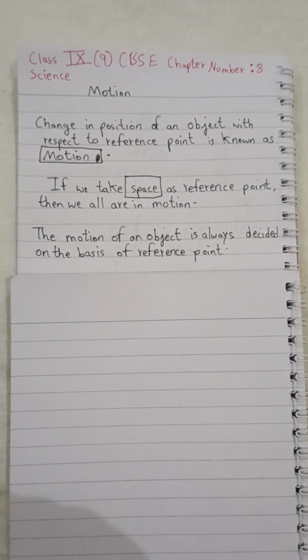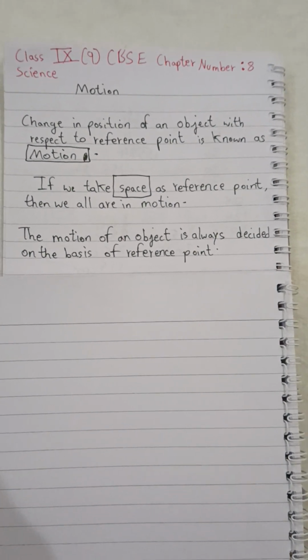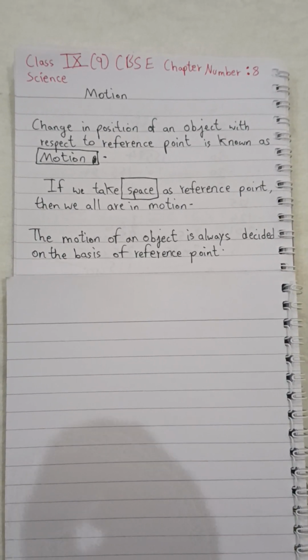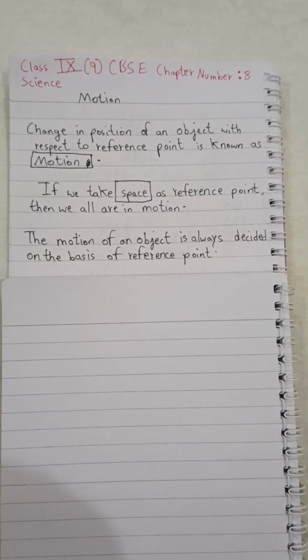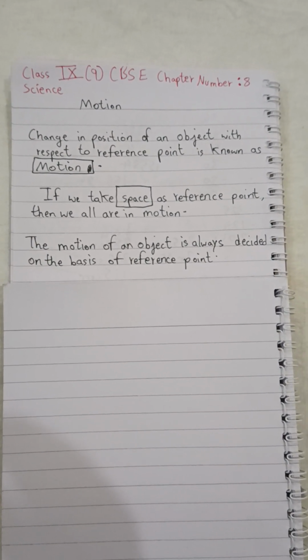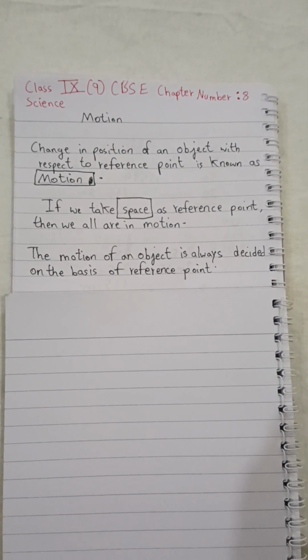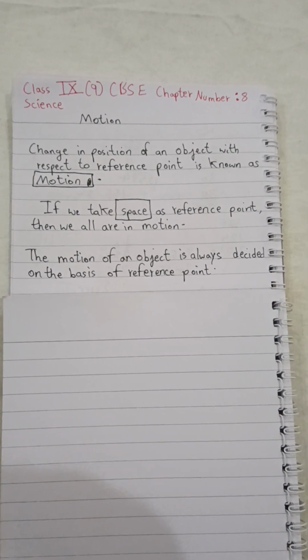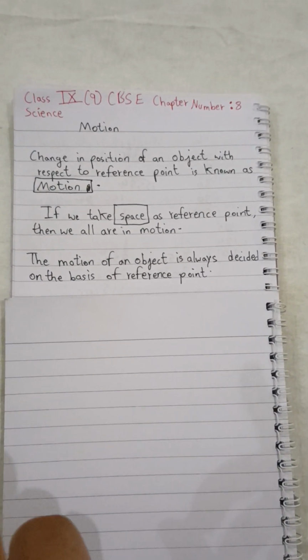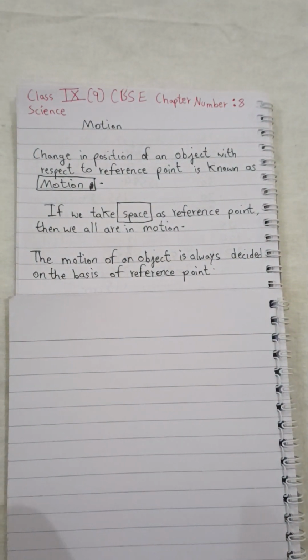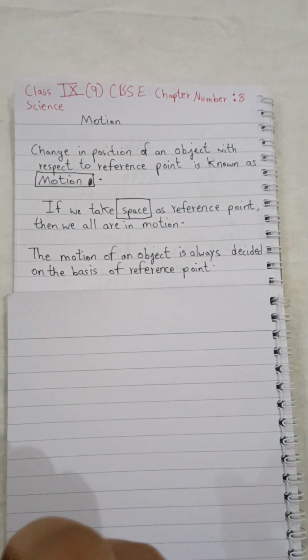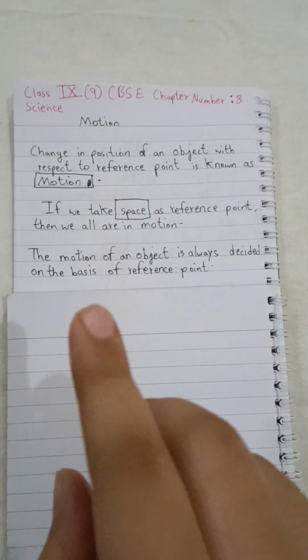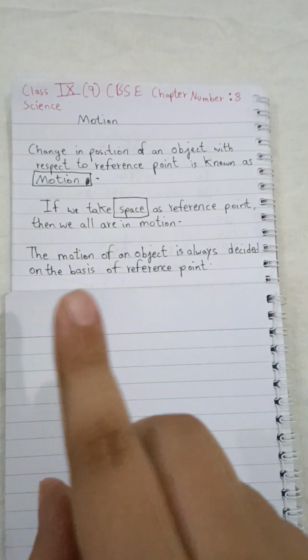So here we're going to see. Change in position of an object with respect to a reference point is known as motion. So here we can see the position of an object is changed with respect to the reference point. It is also known as motion. If we take an example, if we take space as the reference point, then we all are in motion. If we take it as a reference point, then we all are in motion.